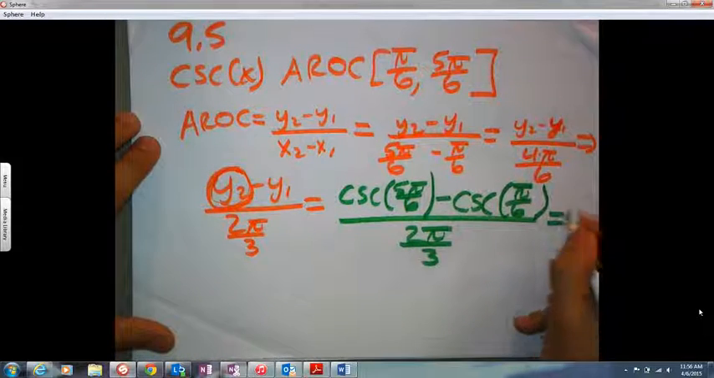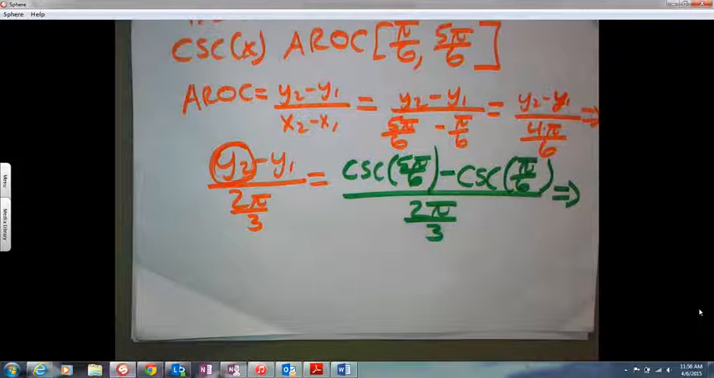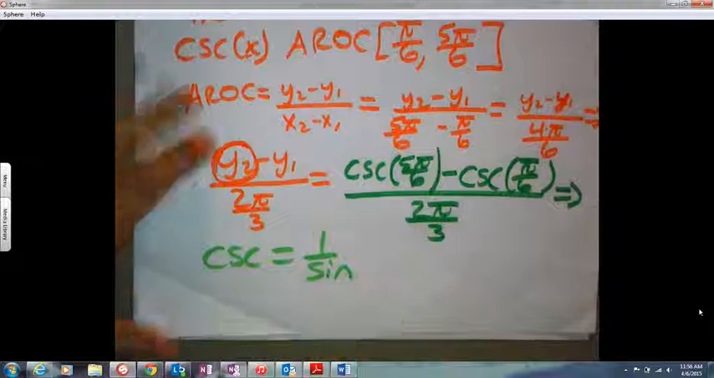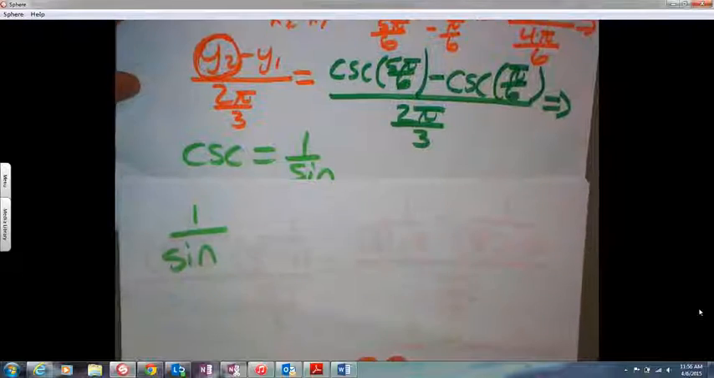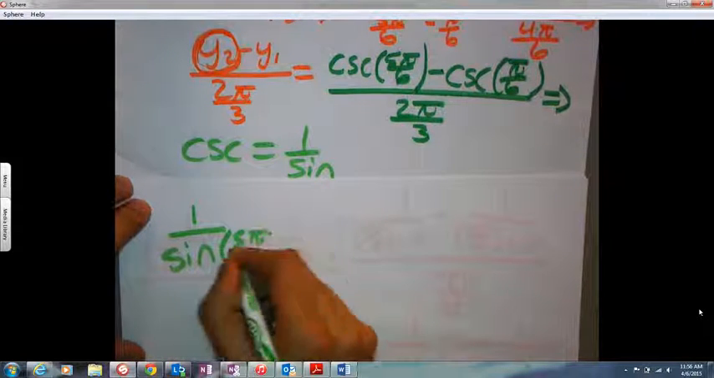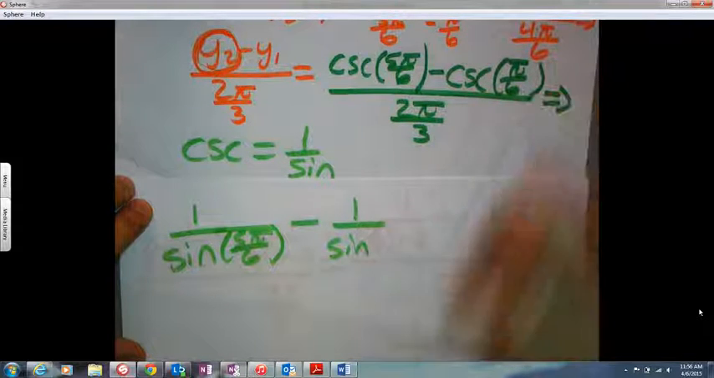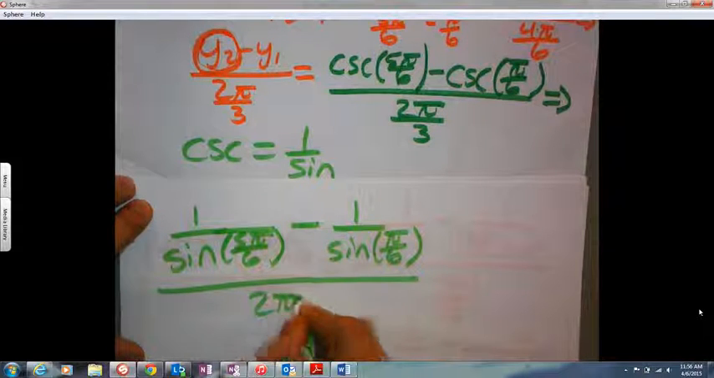Brandon Mejia, what is another way to write cosecant? 1 over sine. Very good. So CSC is the same as 1 over sine. So now we can rewrite this as 1 over sine 5 pi over 6 minus 1 over sine pi over 6, all divided by 2 pi over 3.